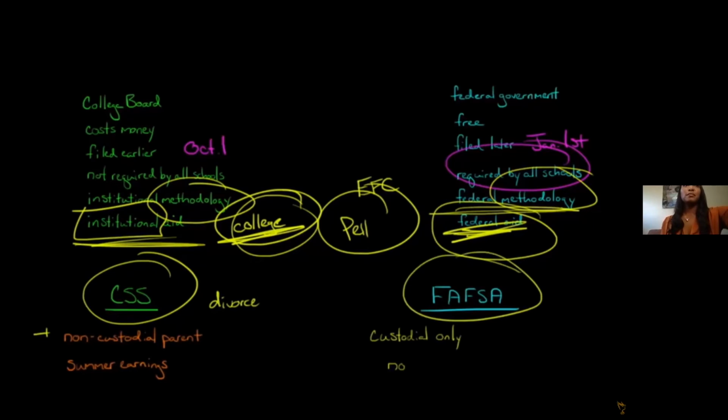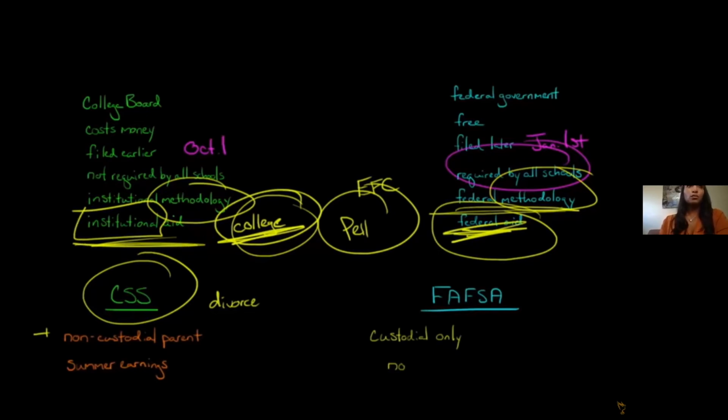The FAFSA, however, just looks at information from the parent that you've been living with. It's not looking at the non-custodial parent; the FAFSA doesn't even take that into consideration. This is important if your custodial parent makes a lot less money than the non-custodial parent. If the non-custodial parent is very wealthy, then when you submit the CSS, that's going to hurt your financial position in terms of getting institutional aid from the college.